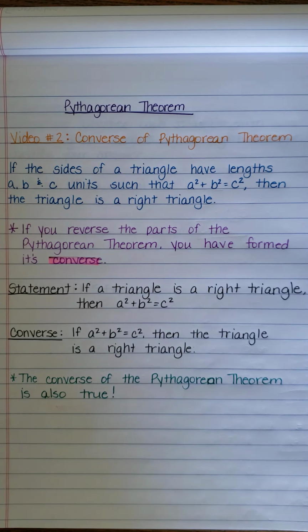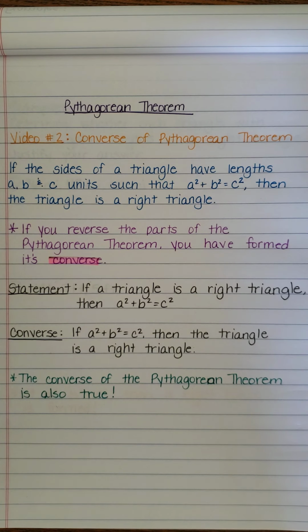So if the sides of a triangle have lengths a, b, and c units such that a squared plus b squared equals c squared, then the triangle is a right triangle. If you reverse the parts of the Pythagorean theorem, you have formed its converse, okay? So I have two things here. I have a statement and I have a converse.